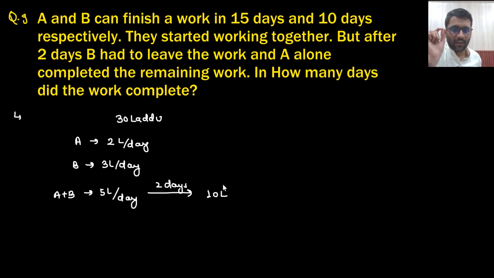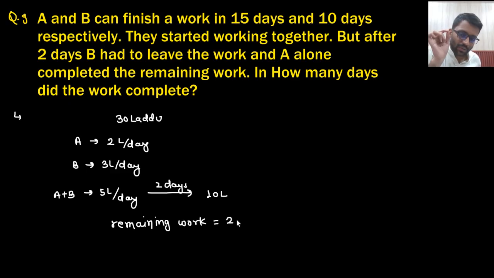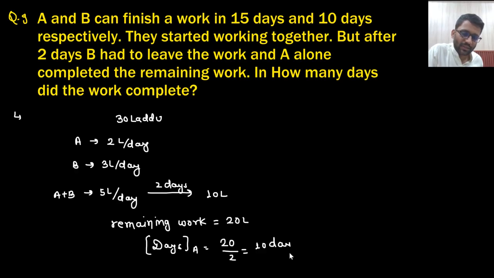Now, after 2 days, A alone completes the remaining work. So what is the remaining work? Remaining work is eating 20 laddu. In how many days did the work complete? Now A is alone doing the work. So how many days will it take? Because A alone is doing the work, 20 laddu will take him 10 days, because he is eating 2 laddu per day.